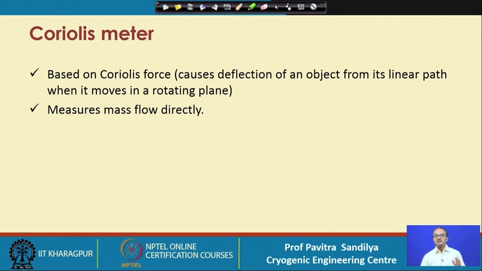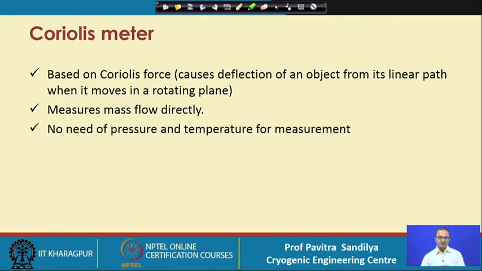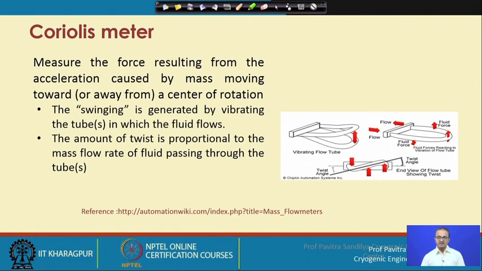That means it does not create any kind of flow restriction to create a delta P, and it does not need the measurement of the temperature and pressure. It just makes some kind of an action, as we shall see later, by which it will see how much deflection takes place in the meter, and that deflection is correlated with the mass flow rate. So as I was telling, it does not need any measurement of the pressure and temperature.